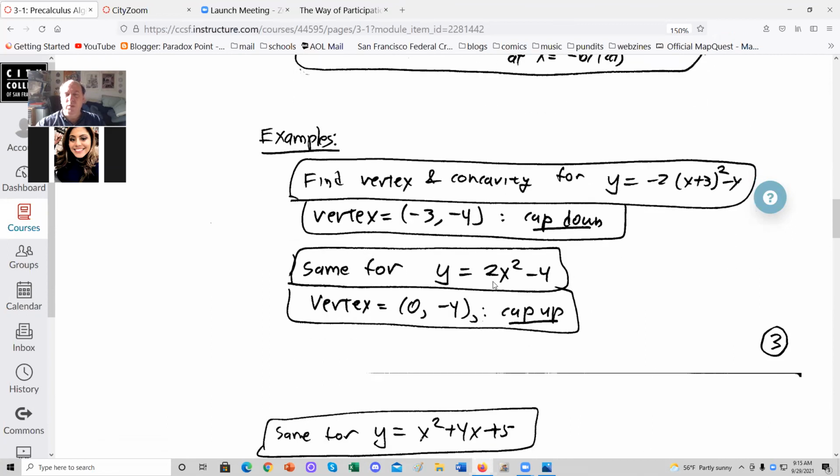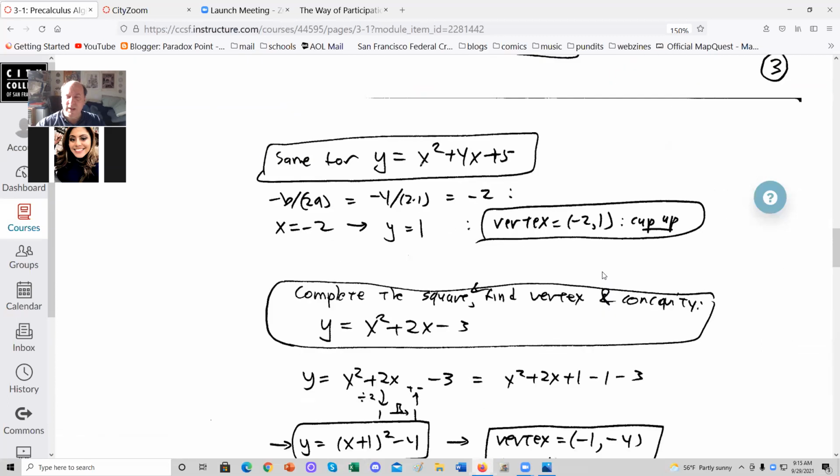Here we have y equals 2x squared minus 4. Well, positive 2, so it's cup up. This is x minus 0, so the vertex is at 0, negative 4.